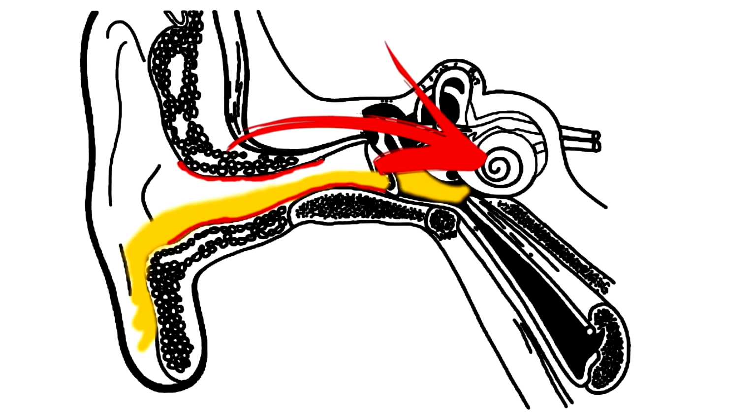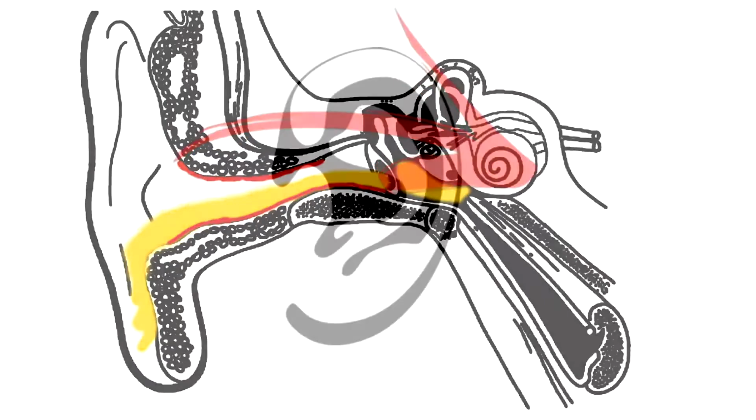The infection can spread to the inner ear and cause deafness. It can also form an abscess. If this spreads to the brain, the child may die.